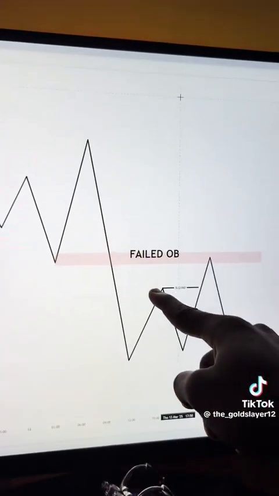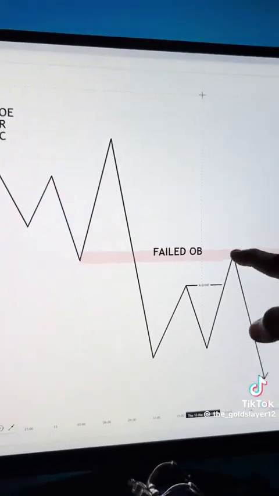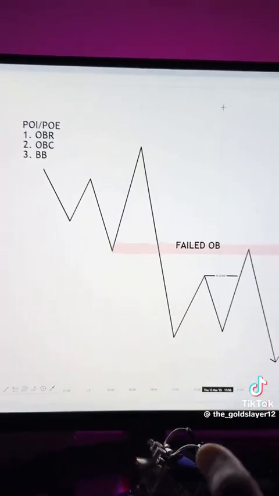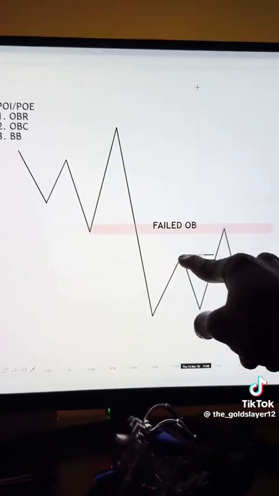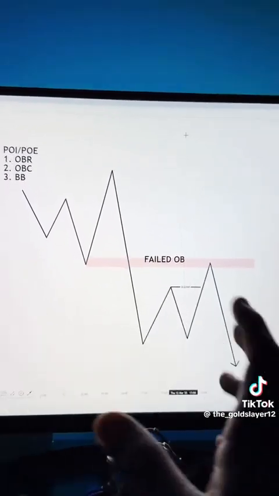Once price breaks your order block, all you have to wait for is what? Your structural liquidity. Do you understand? You look for your structural liquidity, price taps in, you take your trade to the downside. That's basically it for the breaker block entry model. You find your failed order block, find your structural liquidity, price taps in, you take your trade to the downside. Do you get it? Very simple demonstration.